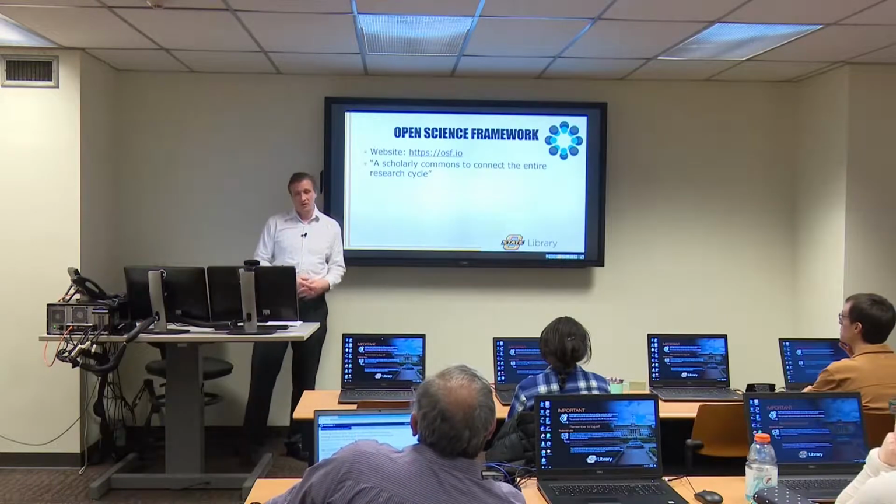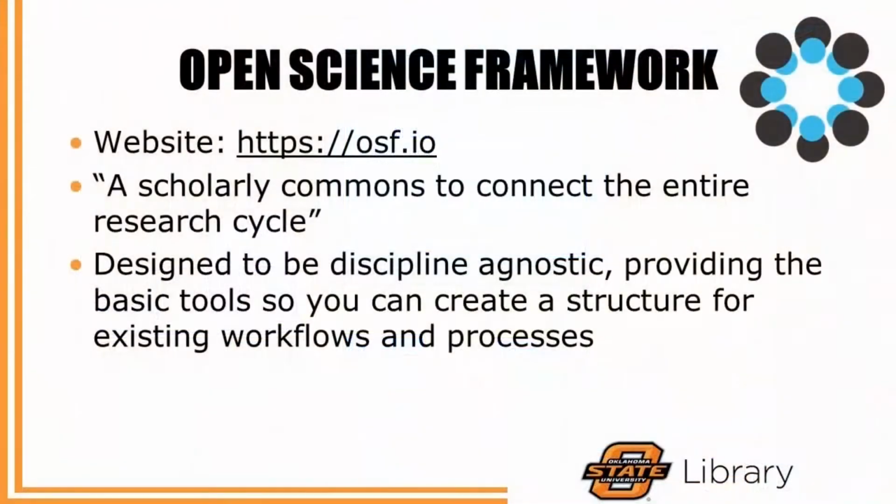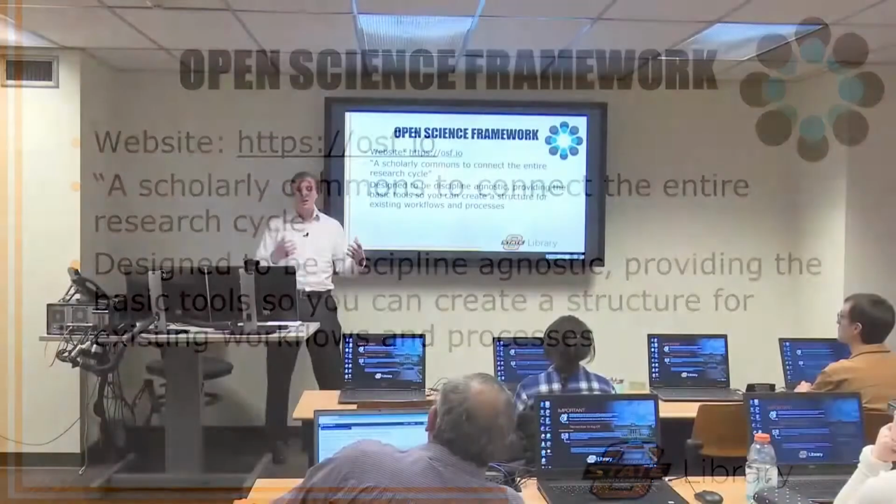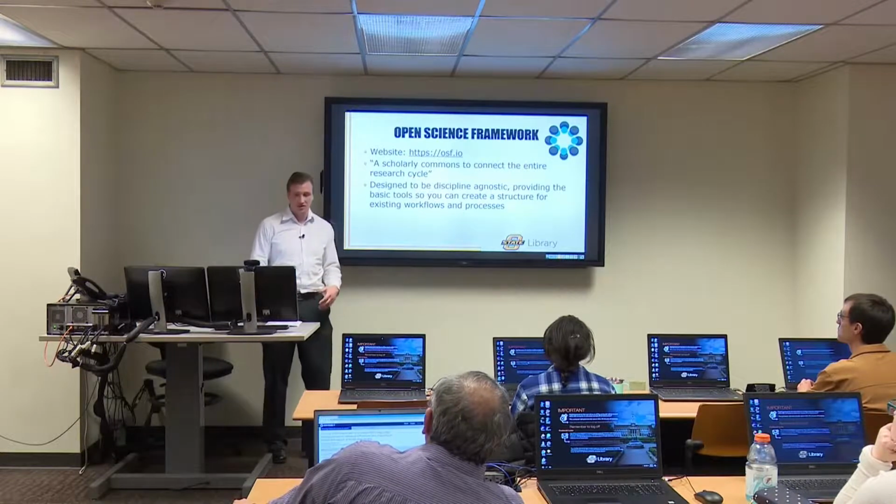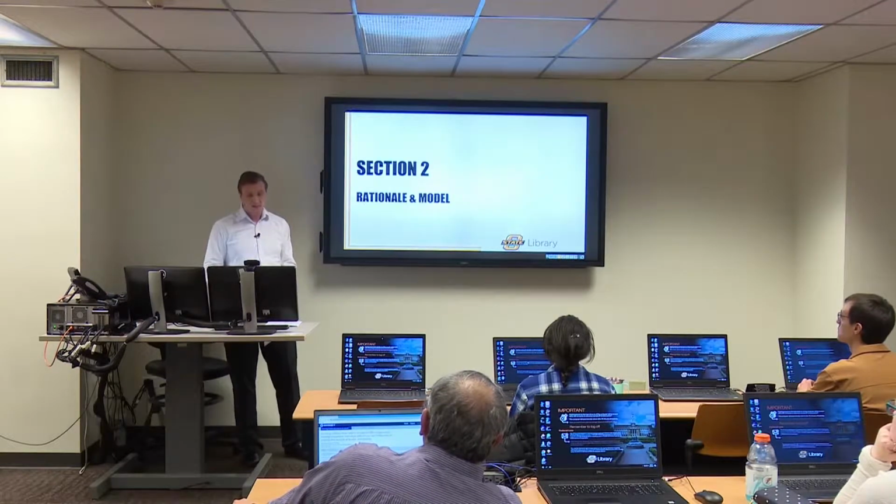The website's simple, osf.io. They call it a scholarly commons to connect the entire research cycle. And you hear Open Science, Center for Open Science, and they use that term science, but really the tool is designed to be discipline agnostic. So it provides a very high-level structure that, whether you're in the social sciences or the humanities, whatever sort of data you're collecting, if you're doing research and you have multiple files and multiple different parts, then the OSF is a great option for getting organized.